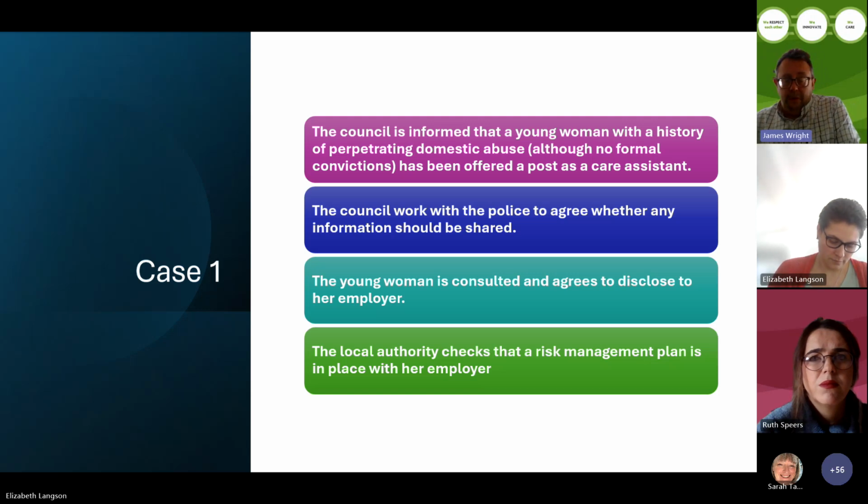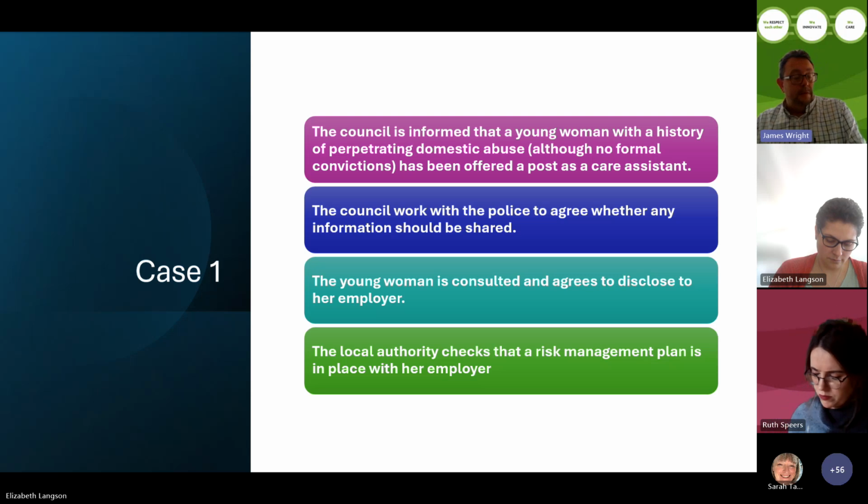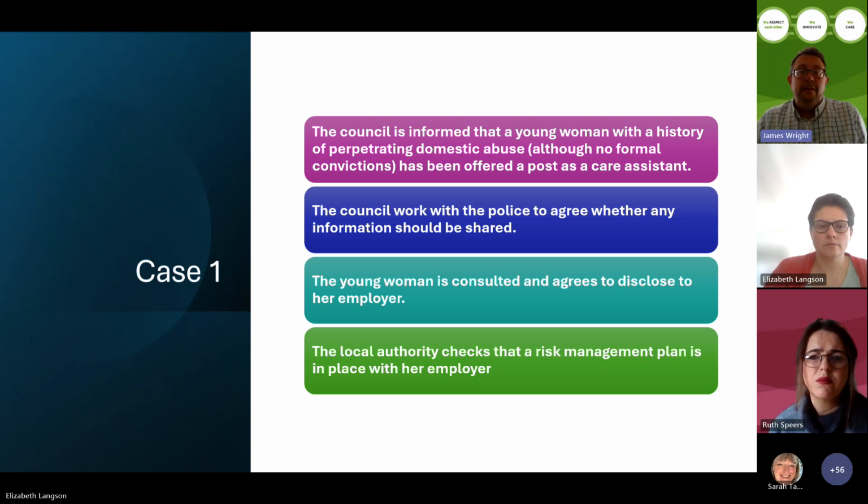I have some examples here of how we have applied our PIPOT duties in North Somerset. Again, bear in mind these are examples of our specific approach. Can you just bring the next section up, Liz? Thank you.